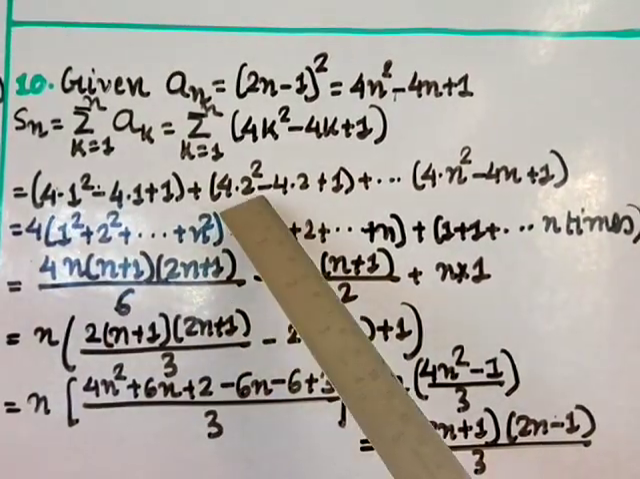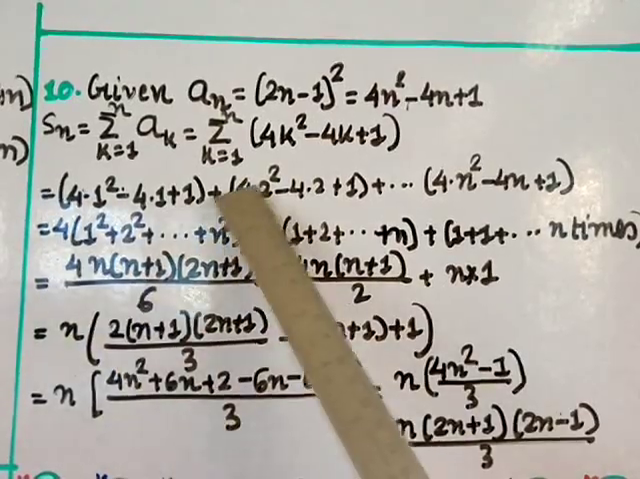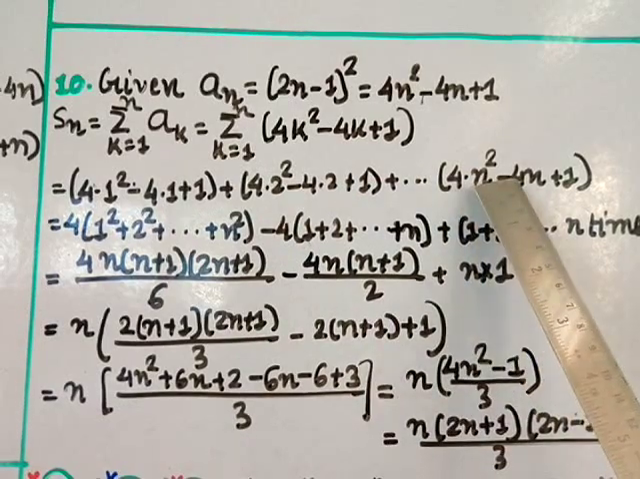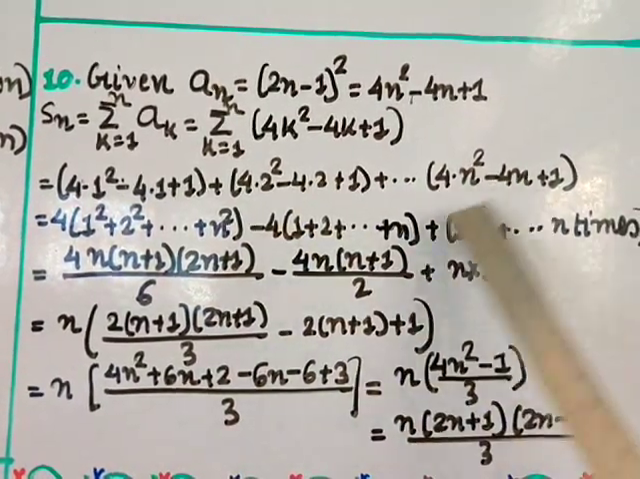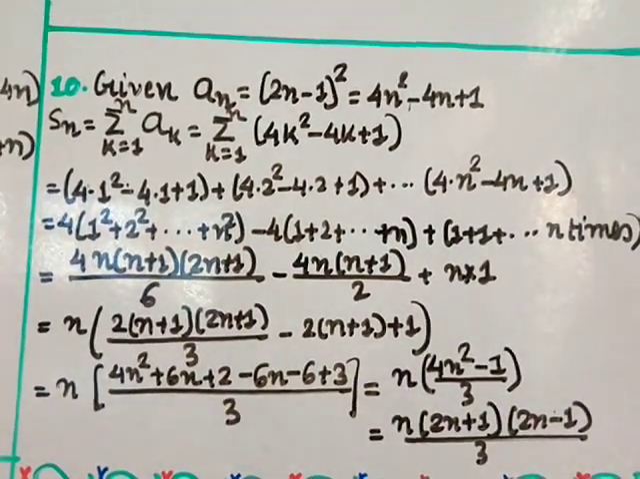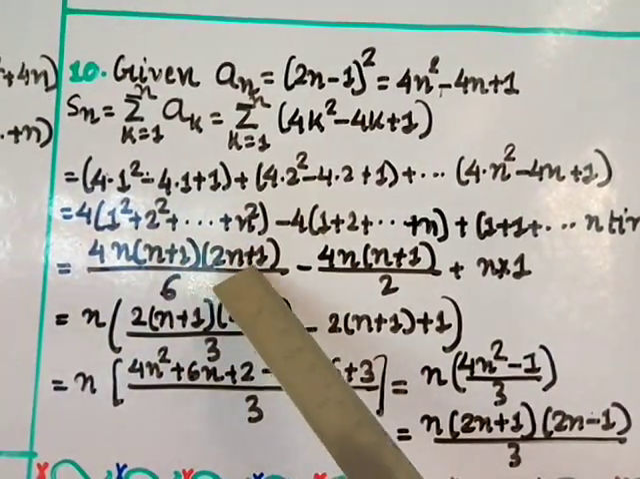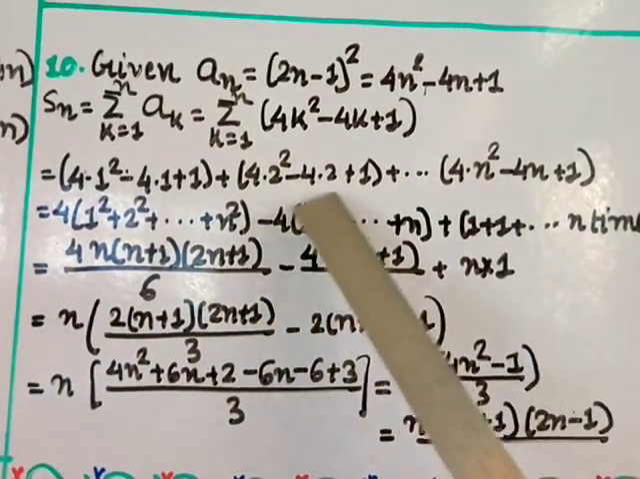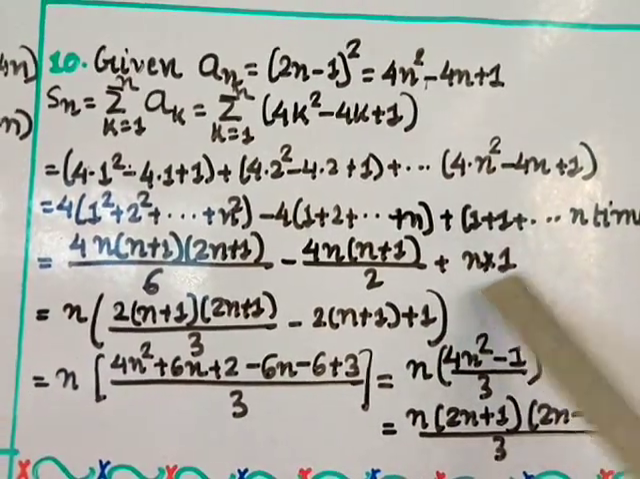So when you take the square term, it has coefficient 4, so I am taking 4 common. So 4 into (1 square plus 2 square plus 3 square plus up to plus n square), minus, from all these terms I can take 4 common, so minus 4 (1 plus 2 plus 3 plus up to plus n), plus here 1 plus 1 plus 1 plus 1, n times. So it will come n into 1 equal to n. And this series we know is n into (n plus 1) into (2n plus 1) by 6, and this 4 is as it is, minus this 4 is as it is, and this series is n into (n plus 1) by 2, plus this is n times 1, so n into 1, which gives you n.